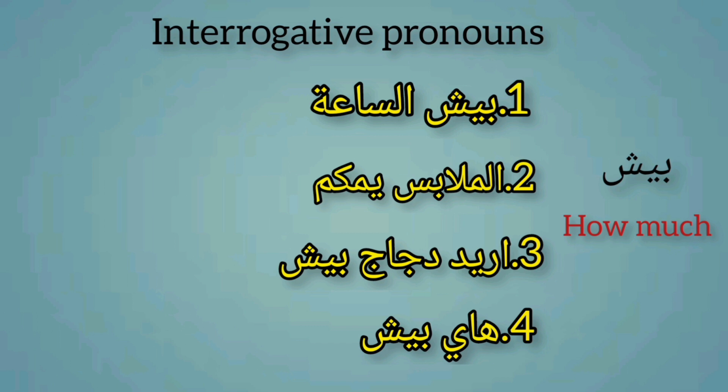The second example is بيش الملابس يمكم. How much is the cloth with you? أريد دجاج بيش. أريد means I want. دجاج means poultry. And بيش means how much. أريد دجاج, I want poultry. بيش, how much is that?